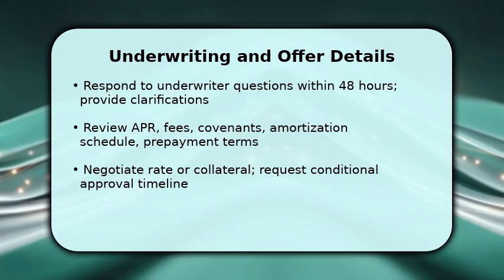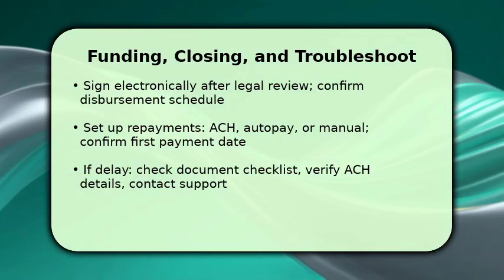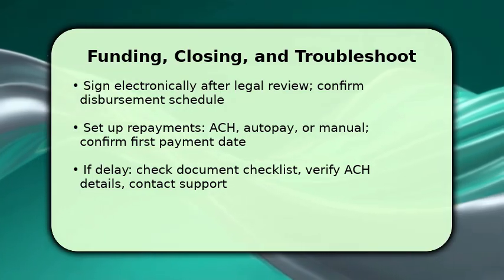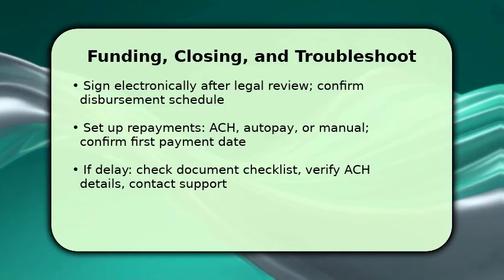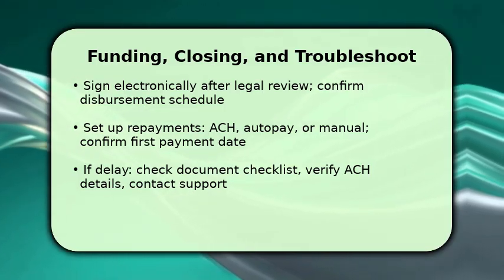You complete the process by reviewing closing documents, signing electronically, and confirming the disbursement schedule so funds hit accounts when expected. Once signed, set up repayments via ACH or AutoPay and note the first payment date. Automate to avoid missed payments.